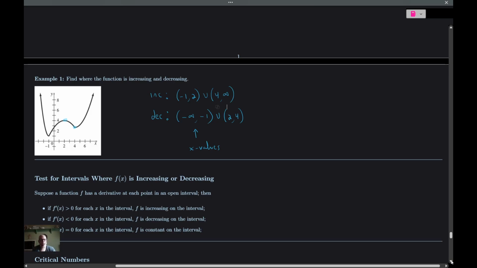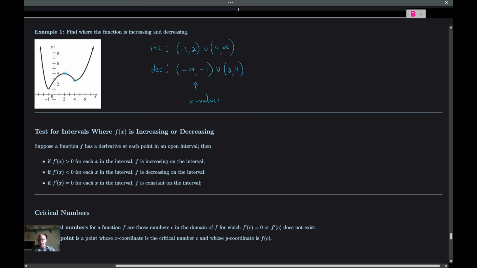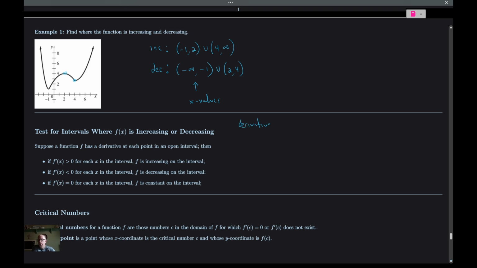So the great thing about calculus is things like this. We're talking about graphs, but you don't really need the graph. So if we know some calculus that we're going to learn here, we can tell if a function is increasing or decreasing by looking at the derivative. So just to recap and remind ourselves, the derivative of a function is talking about the instantaneous rate of change. Or another way to think about it, it is the slope of the tangent line.